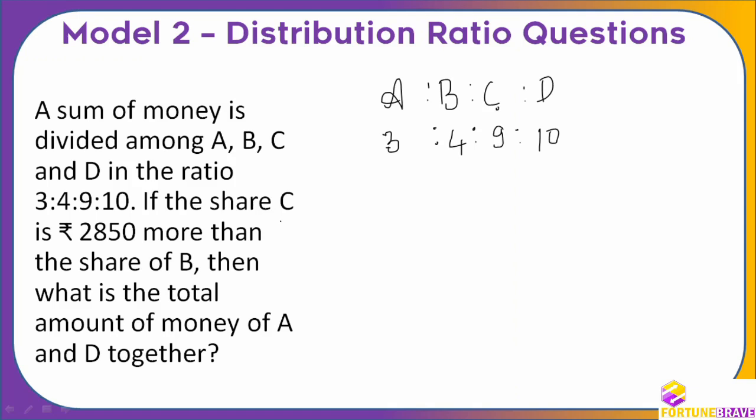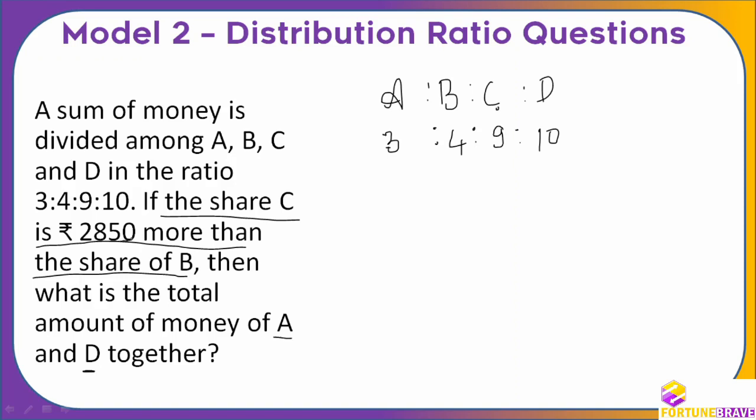If the share of C is 2850 more than the share of B. So this clause, try to understand. The share of C is 2850 more than the share of B. Then what is the total amount of money of A and D together?